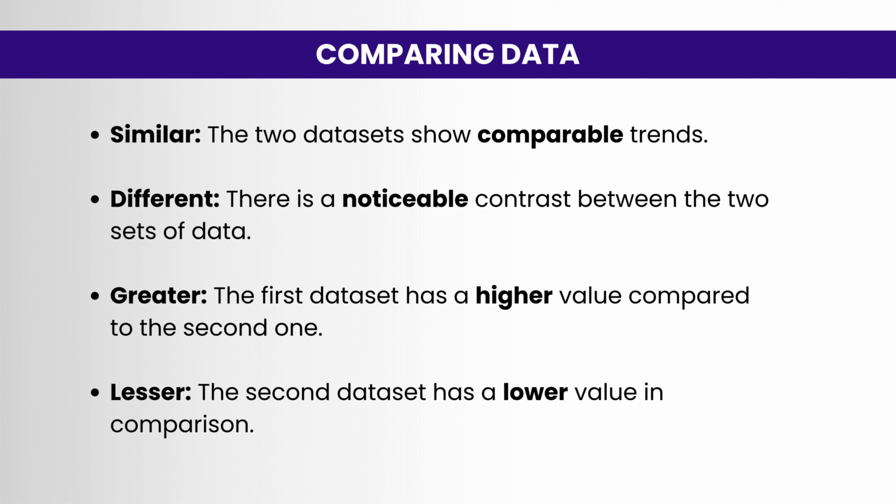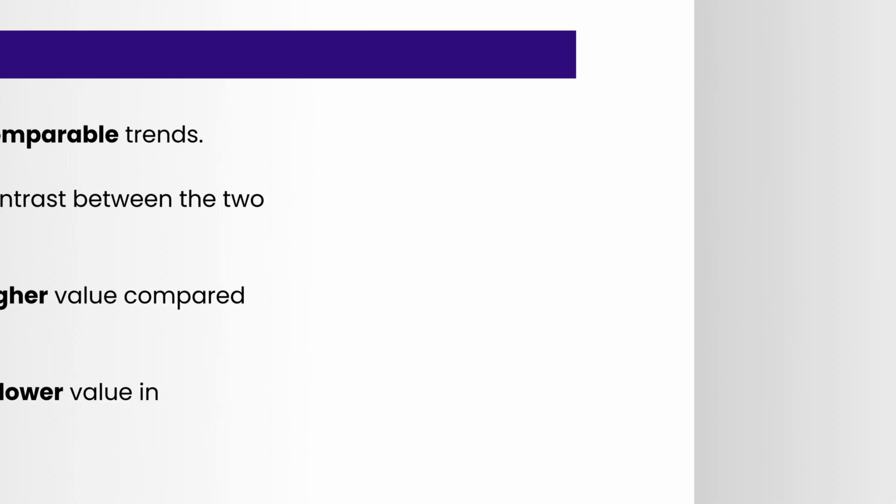Comparing data. Similar, the 2 datasets show comparable trends. Different, there is a noticeable contrast between the 2 sets of data. Greater, the first dataset has a higher value compared to the second one. Lesser, the second dataset has a lower value in comparison.